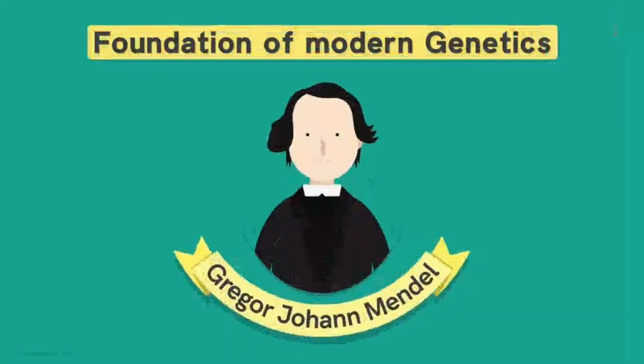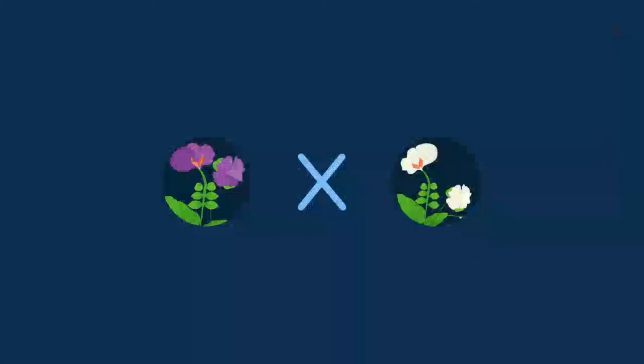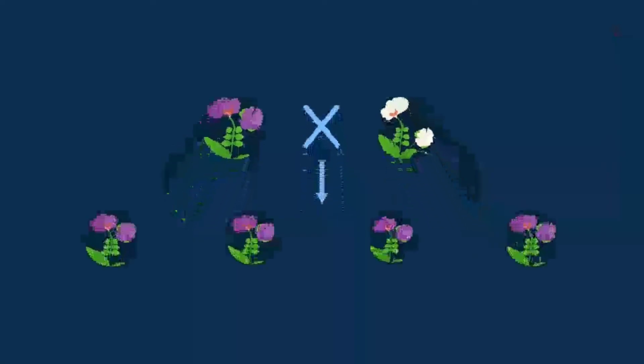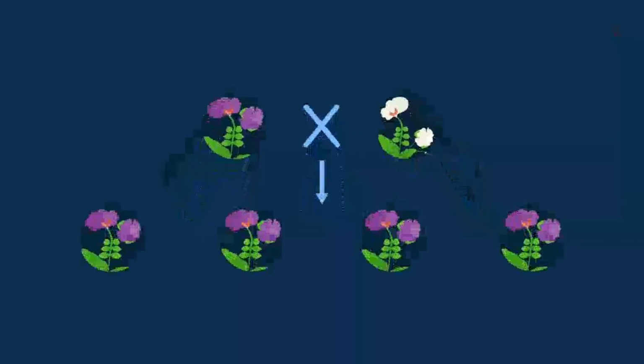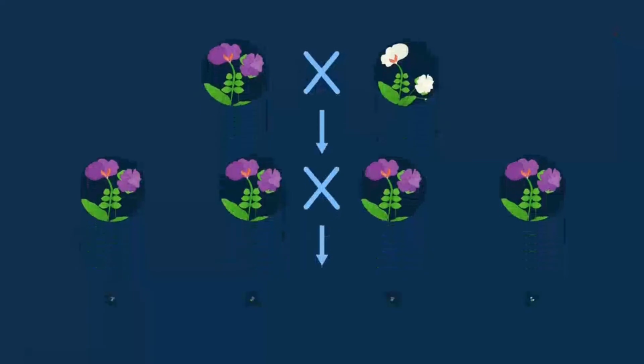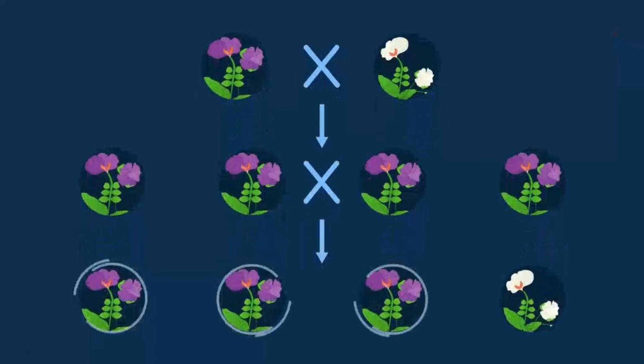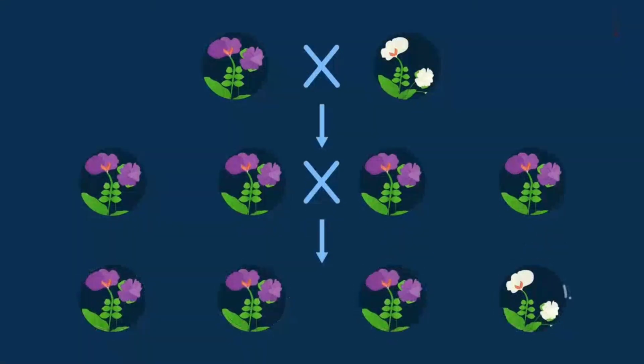Mendel's experiments laid the foundation of modern-day genetics. We have seen so far that Mendel crossed a purple-flowered plant with a white-flowered plant. He then collected the seeds and grew new plants from them. Astonishingly, he found that all the offsprings had purple-colored flowers. Now, on crossing these plants among themselves, Mendel surprisingly obtained 3 purple-flowered plants and 1 white-flowered plant.